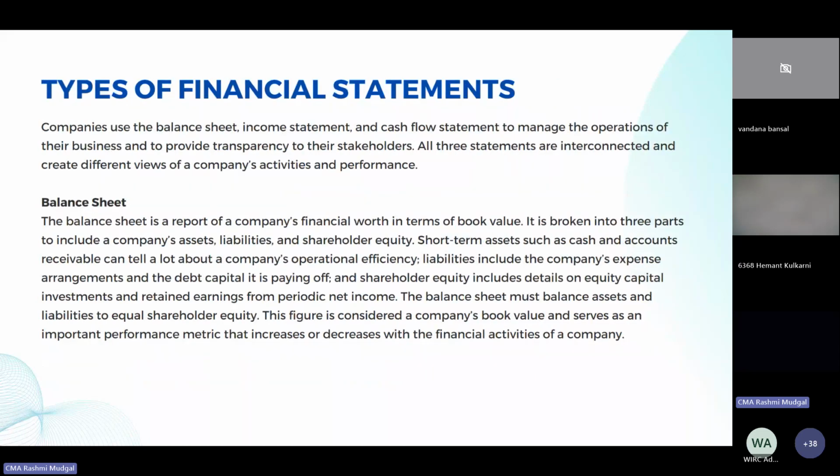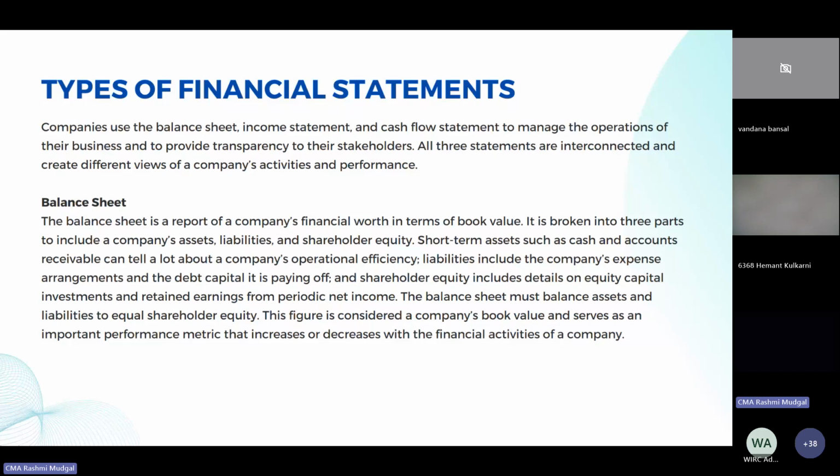Okay, next is types of financial statements. What are the types? I told you: balance sheet, income statement, as well as cash flow statement. Companies use the balance sheet, income statement, and cash flow statement to manage the operations of their business and to provide transparency to their stakeholders, so that they can understand how much profit we are getting, how much dividend they are distributing, and how much amount they are keeping in their reserves. This is taken care of by the financial statements, where they declare everything.